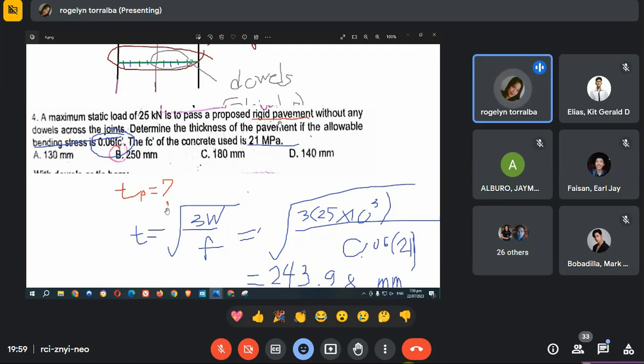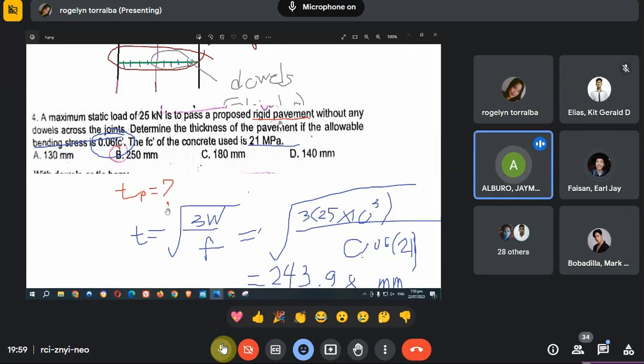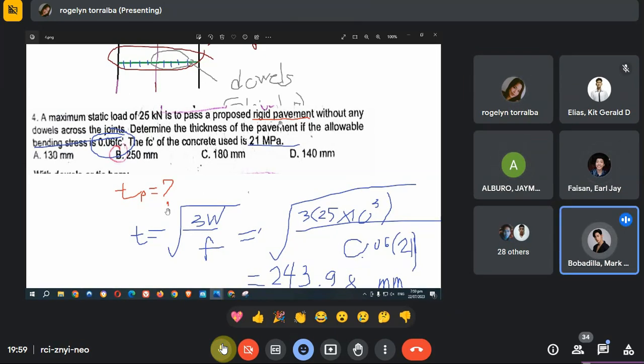So what is f'c, class? In your RC, what is f'c? Compressive strength of the concrete. Okay, that's correct. Compressive strength of the concrete. Some books write it as f prime c.